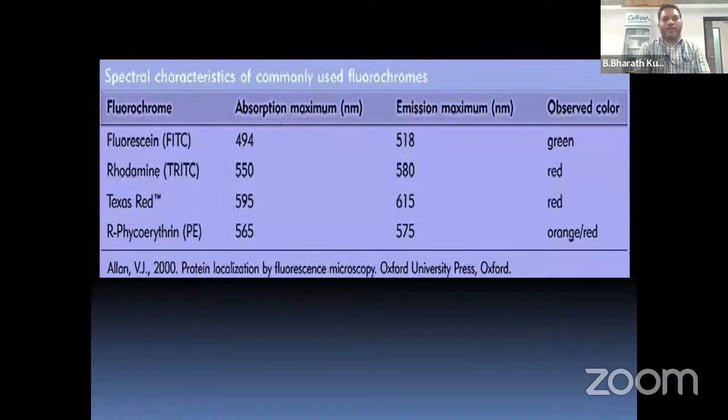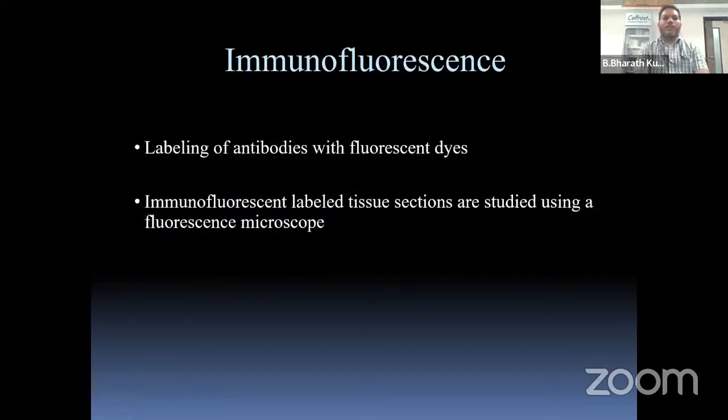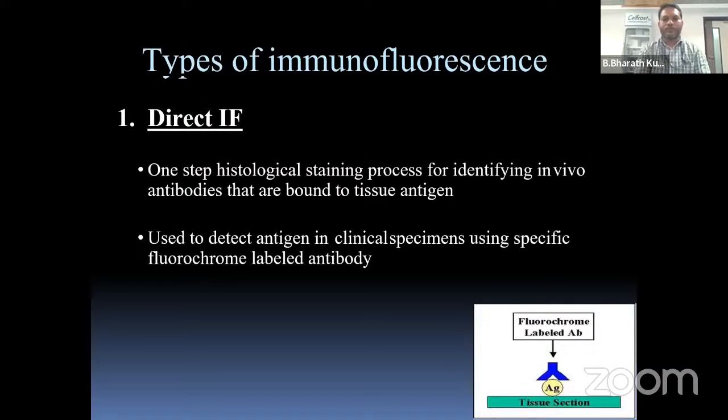We are using FITC, a fluorescent dye which absorbs at 494 nanometers and emits at 518 nanometers, which is observed as green color light. We have different kinds of fluorochromes used in different laboratories, but at present we are using the FITC fluorochrome. Now, immunofluorescence is the labeling of antibodies with a fluorescent dye. Immunofluorescent labeled tissue sections are studied using a fluorescence microscope.